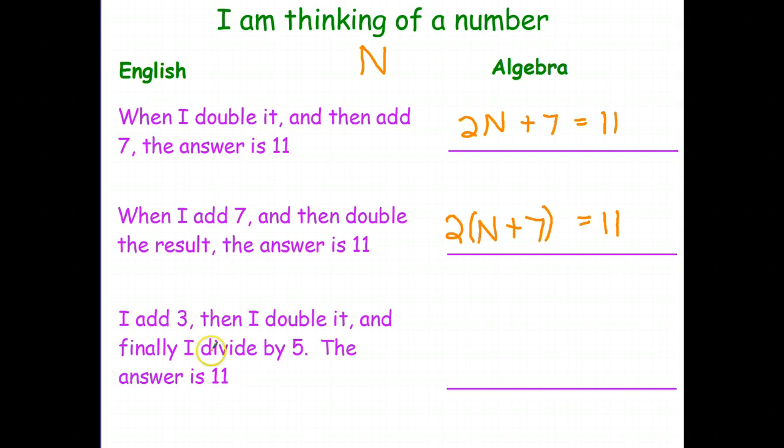Okay, this one's got 3 steps to it. First, I add 3 to n, so that gives me n plus 3. I then double it, so once again I have to put times 2, but I write the 2 out the front. And finally, I divide the whole thing by 5. So big long fraction bar and equals 11. So that's an example of what's called a 3-step equation, because you've done 3 operations. You've added, multiplied, and divided.